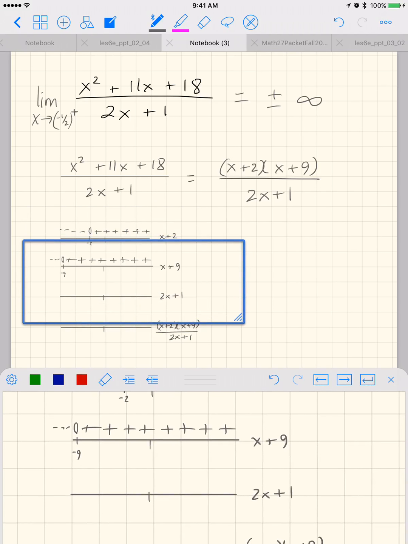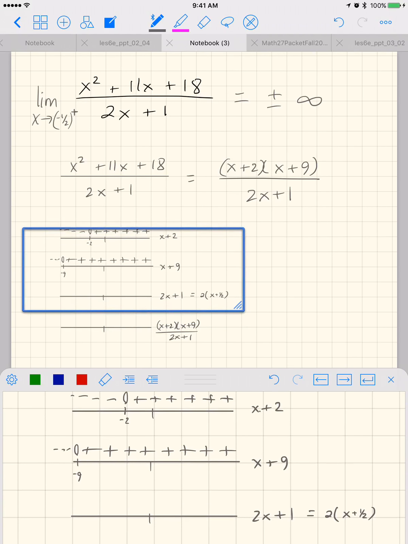Now for 2x plus 1, this is the same thing as 2 times x plus 1/2. So I'm going to go to negative 1/2. Notice that it needs to be to the right of negative 2. So I'm going to make it even closer. This is negative 1/2. We'll have 0, plus, plus, plus, plus, plus, plus, plus, minus, minus, minus, minus, minus.